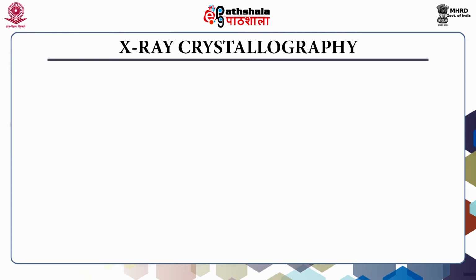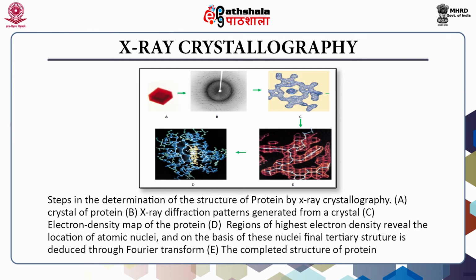X-ray crystallography. This slide shows different steps in the determination of the structure of a protein by X-ray crystallography. A. Crystal of protein. B. X-ray diffraction patterns generated from the crystal. C. Electron density map of the protein. D. Regions of highest electron density reveal the location of the atomic nuclei, and on the basis of these nuclei, the final tertiary structure is deduced through Fourier transform. E. The completed structure of the protein.